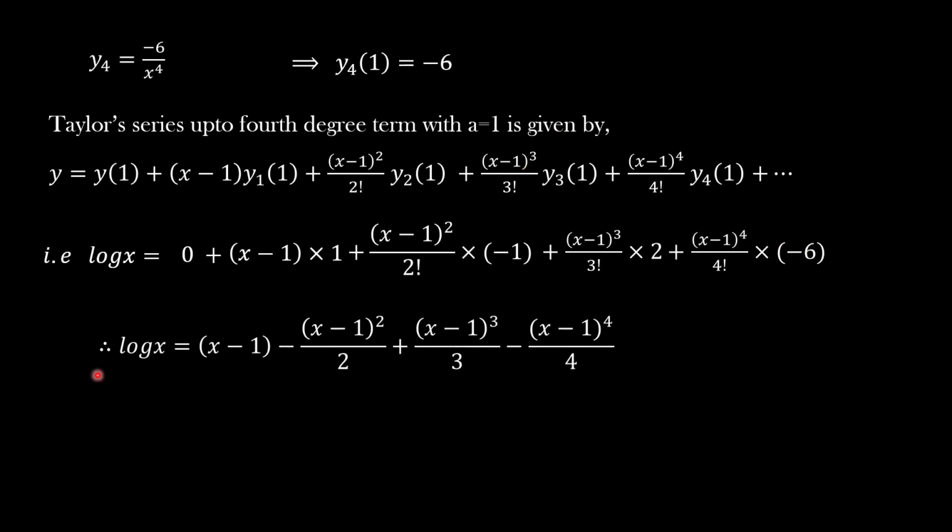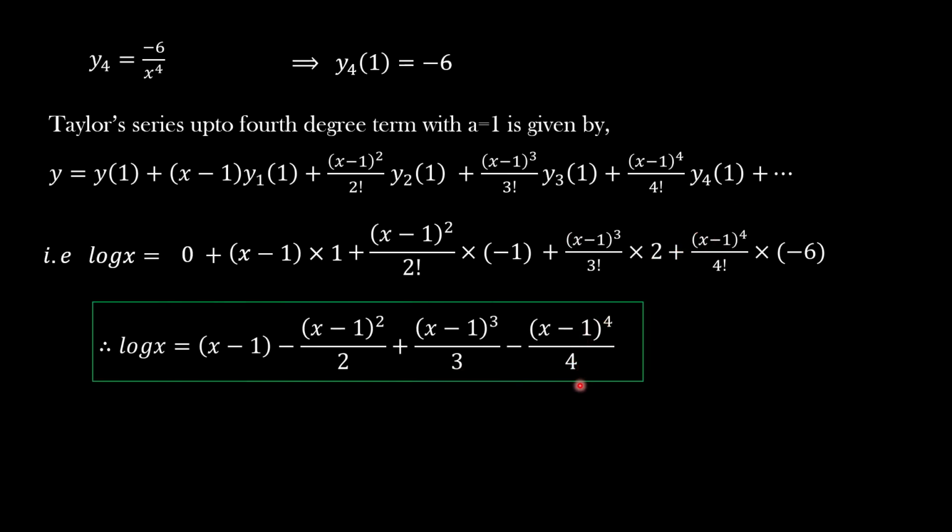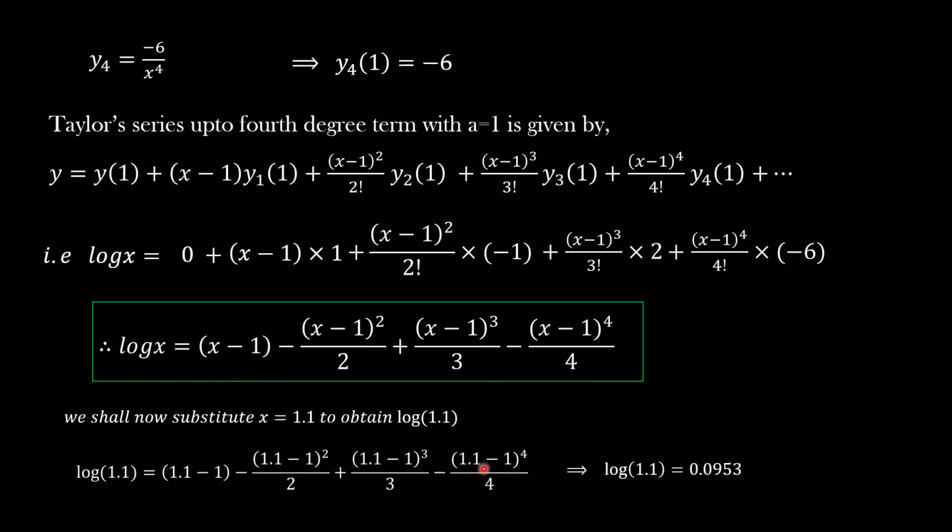Now by simplification, you will get log x is equal to (x minus 1) minus (x minus 1) whole square divided by 2 plus (x minus 1) whole cube by 3 minus (x minus 1) whole to the power 4 by 4. To get log of 1.1, substitute x is equal to 1.1 in the series expansion of log x, so that we will get log of 1.1 which is equal to 0.0953.